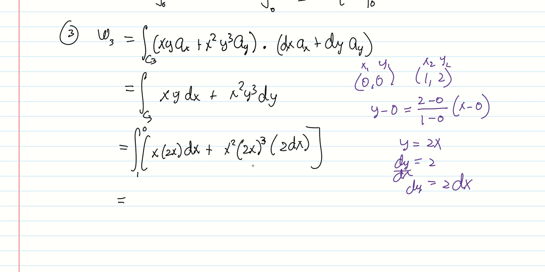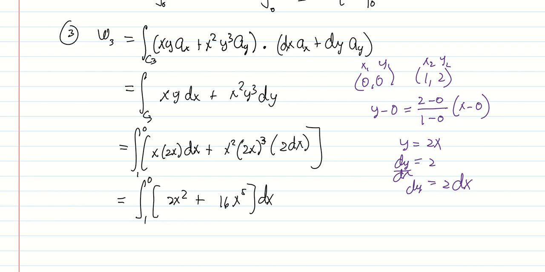Then let's simplify and factor out that dx. So this will be the integral from 1 to 0, and we have x times 2x, this is 2x squared. And factor out that dx. Then plus 2 cubed: 2 times 2 is 4, times 2 is 8, then 8 times 2, and this is 16. So this will be 16. Then x squared times x cubed, that will be x raised to 5. Then we factor out that dx.